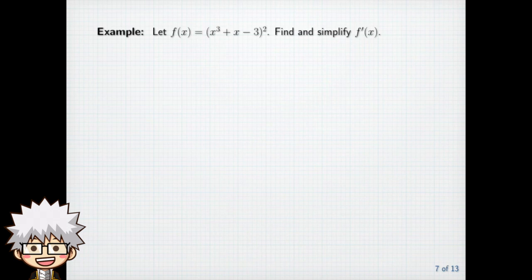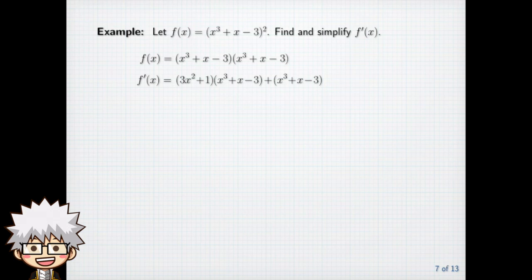Example. Let f of x equal the square of x cubed plus x minus 3. Find and simplify f prime of x. To use the product rule here, we'll write f of x as x cubed plus x minus 3 times itself. Now f prime is the derivative of the first factor, 3x squared plus 1, times the second factor, plus the first factor times the derivative of the second factor, which is again 3x squared plus 1. So we have two identical terms here, and so f prime of x is 2 times x cubed plus x minus 3 times 3x squared plus 1.